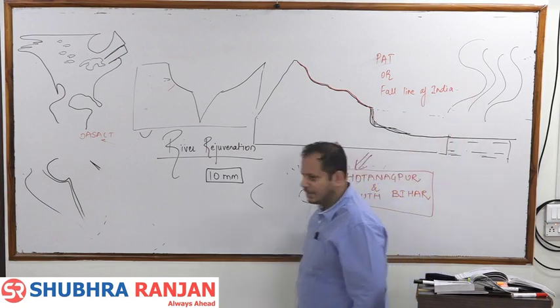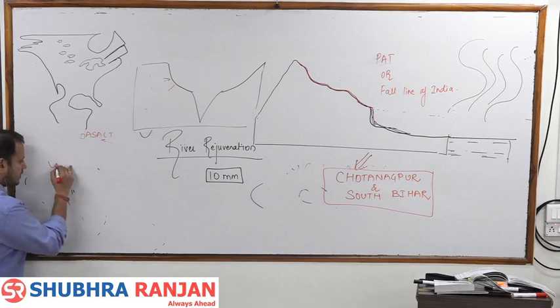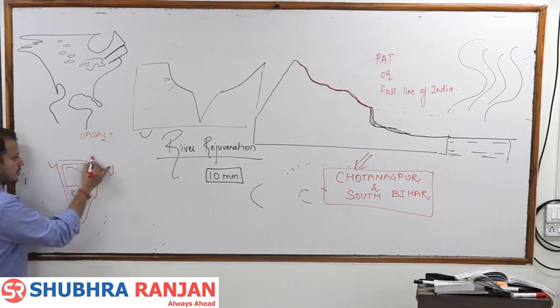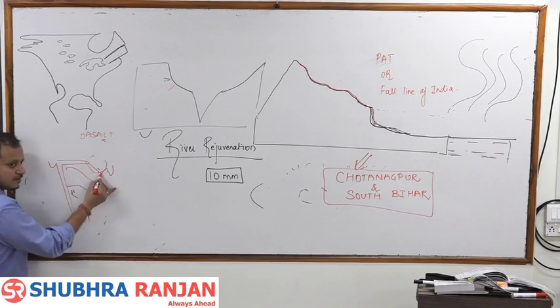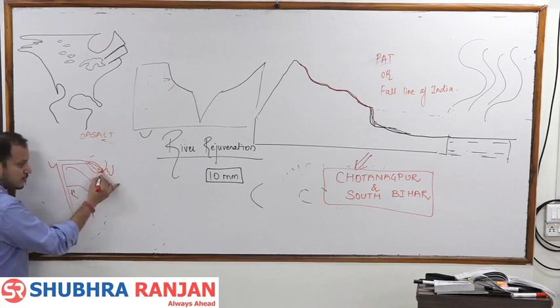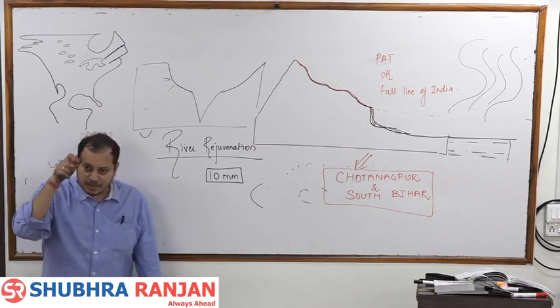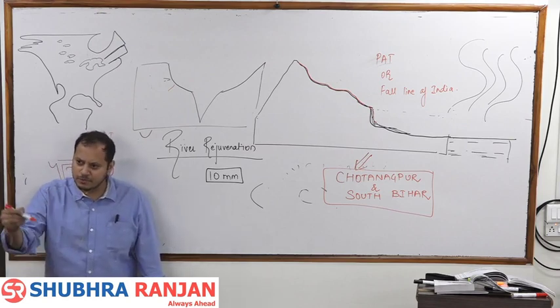Fall line of India. How do you understand this in GS? You understand this in a simple way: Godavari is going from here, Krishna is going here, and the Chota Nagpur plateau is this region. It is sloping towards the east. Therefore the Mahanadi, Subarnarekha, Damodar and Son flow in the eastern direction, and they don't flow normally. They flow through waterfalls.